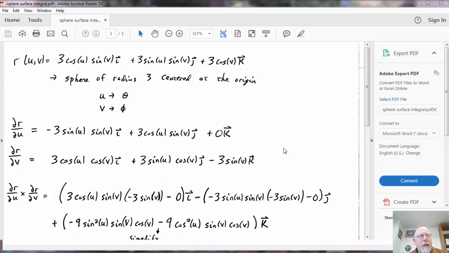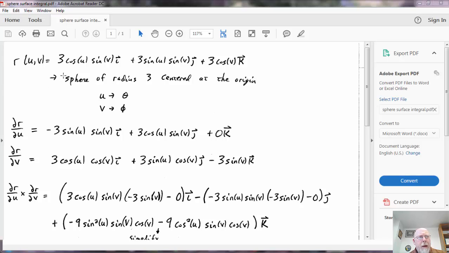In class, we were computing a surface integral over a sphere of radius 3. I said I thought I'd made a mistake and I couldn't figure out what it was. I found it pretty quickly after we left class, so I thought I would go over that mistake and maybe add a little bit of information to what we were up to.